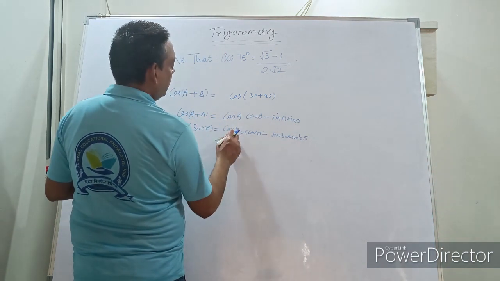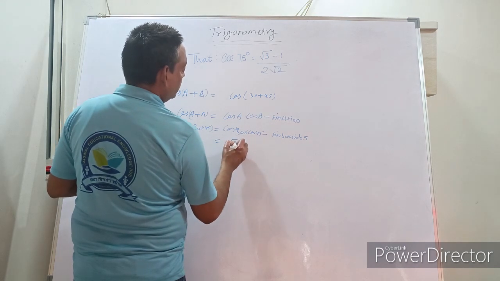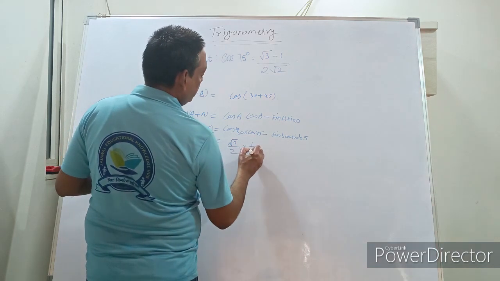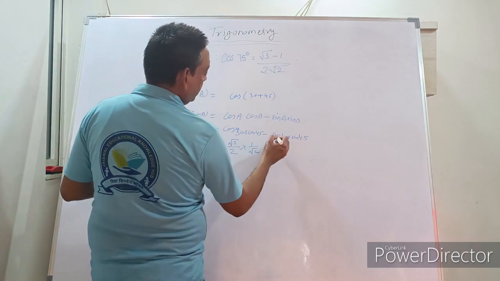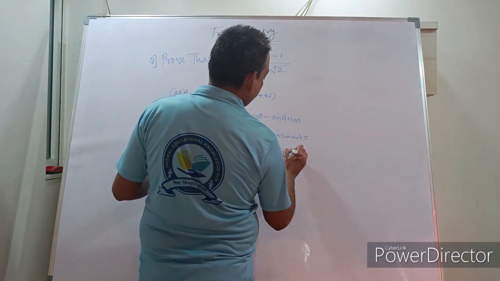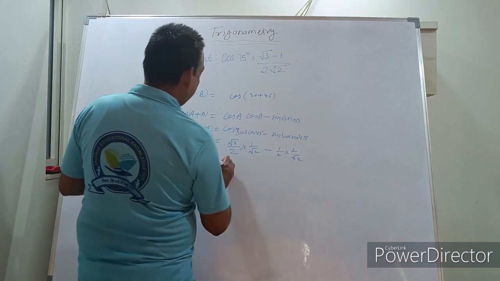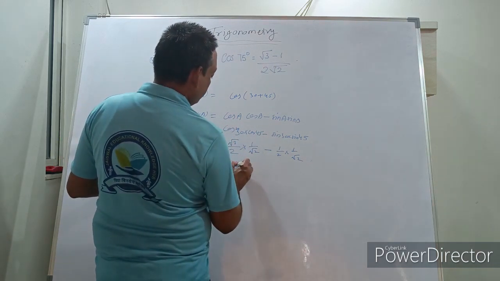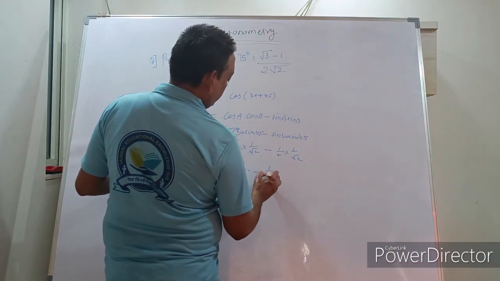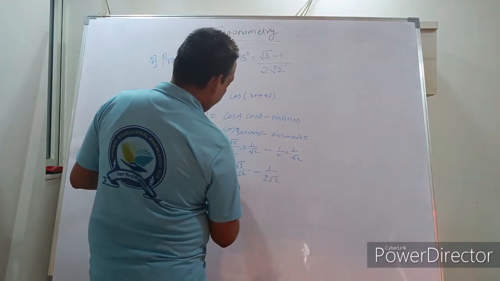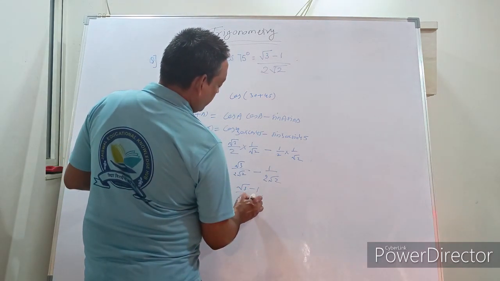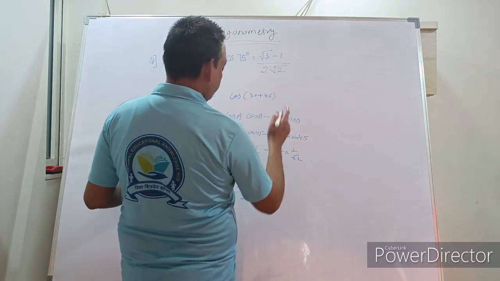So the value of cos 30 is root 3 upon 2, into cos 45, which is 1 upon root 2, minus the value of sin 30, which is half, into sin 45, which is 1 upon root 2. Now simplify, so this becomes root 3 upon 2 root 2 minus 1 upon 2 root 2. If you combine, it becomes root 3 minus 1 upon 2 root 2, because both denominators are the same. So hence proved, you can see now.